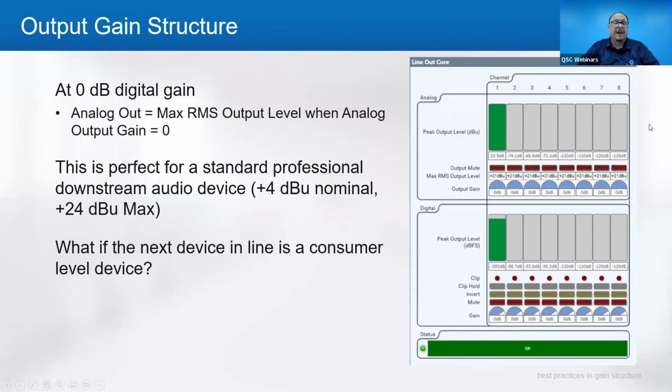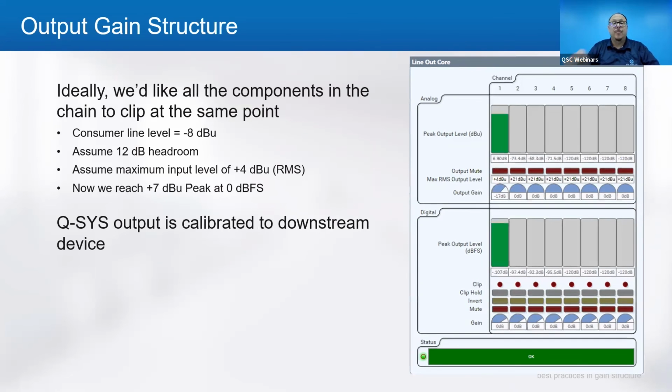What if the next device in line is a consumer level device? Well, let's take a look at that. Ideally, we want all the components in the chain to clip at the same point. So a consumer line level is going to be -8 dBu, right? So we want 12 dB of headroom. Assume the maximum input level of 4 dBu RMS. So now we reach +7 dBu peak at 0 dB full scale.